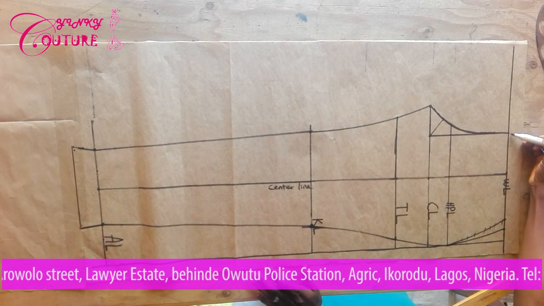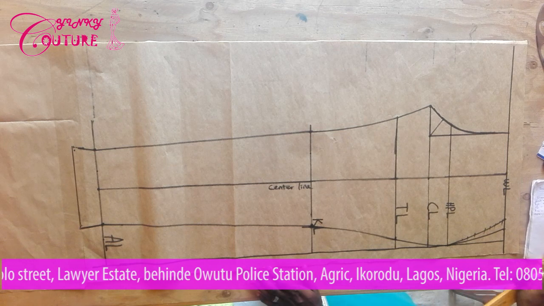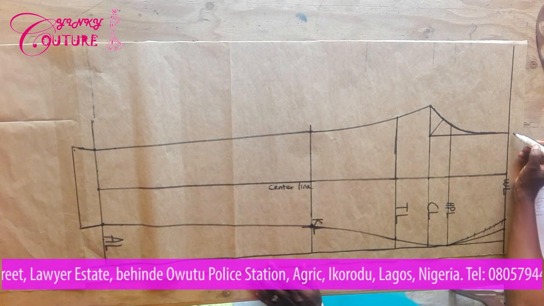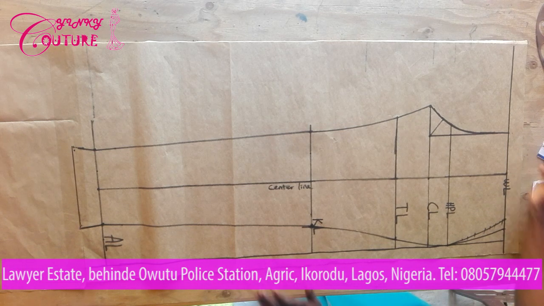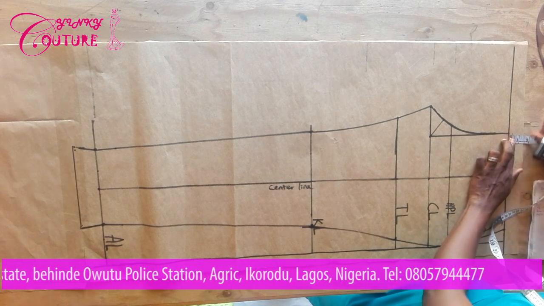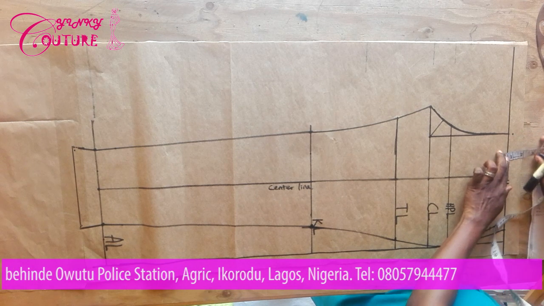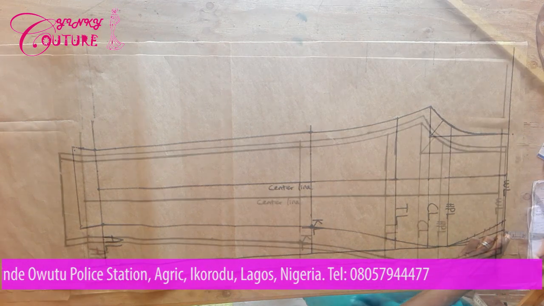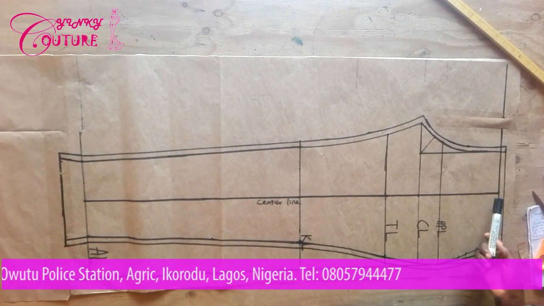So the next thing is to put the sewing allowance. I'm going to add half inch sewing allowance here, because you need to attach it to the band. So you need half inch here. Then the next thing to do is to create the dart leg.